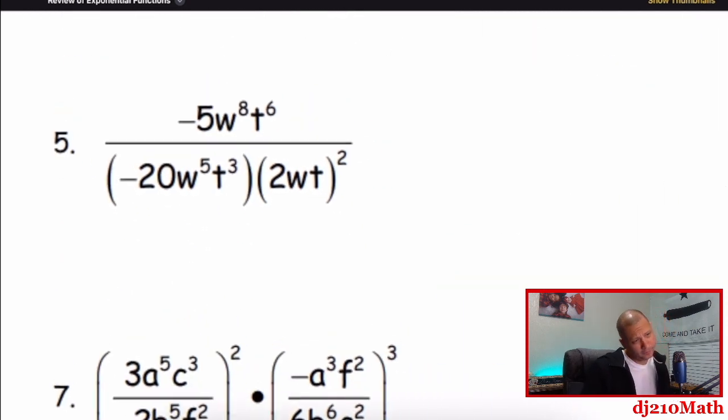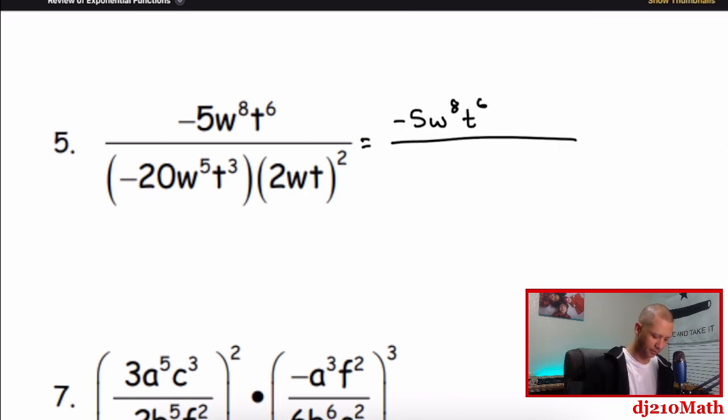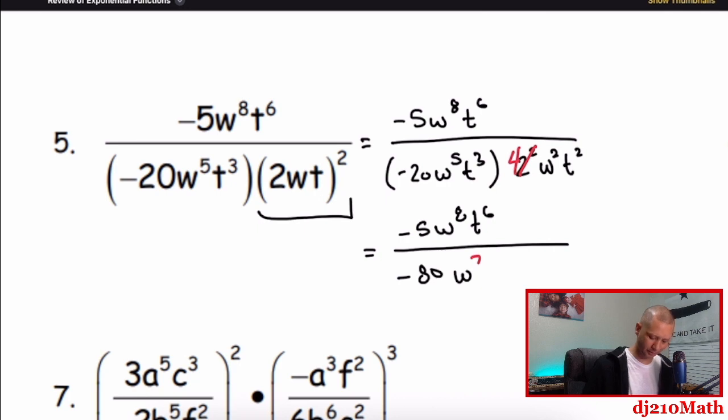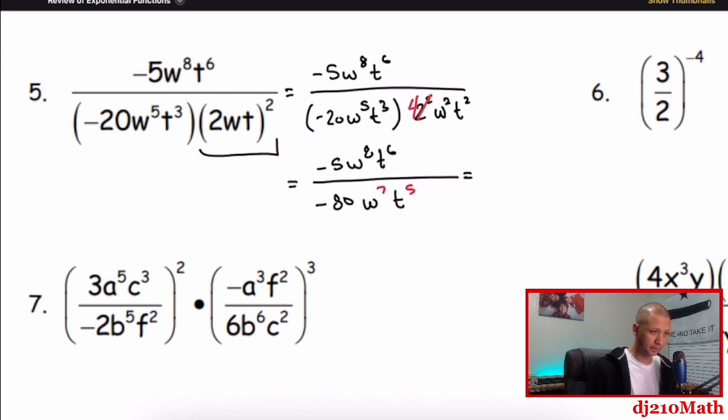All right, number 5. So I'm going to simplify the denominator first. Specifically, this part. Okay, now I'm going to combine, I'm going to multiply the things in the denominator. 4 times 20. We add the exponents. And it's top minus bottom.